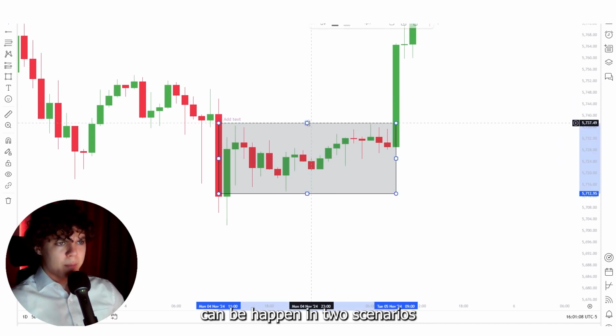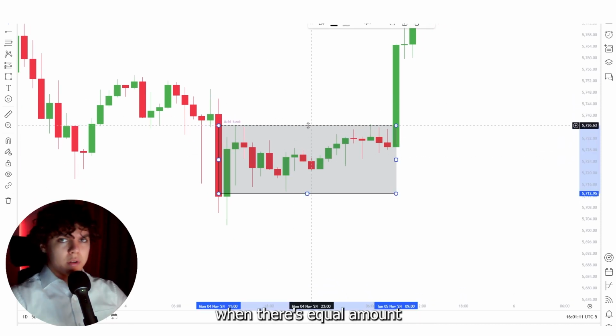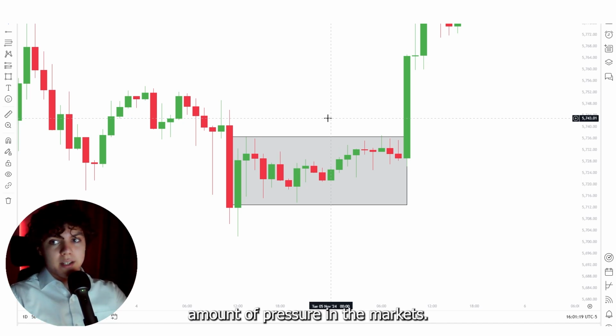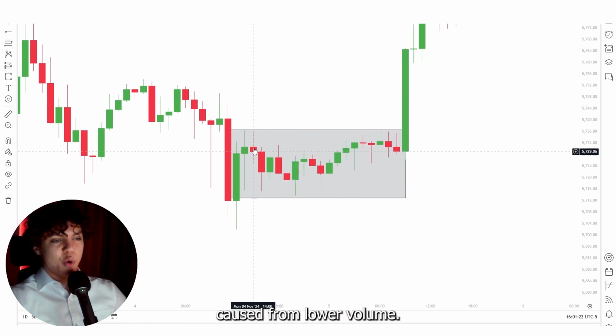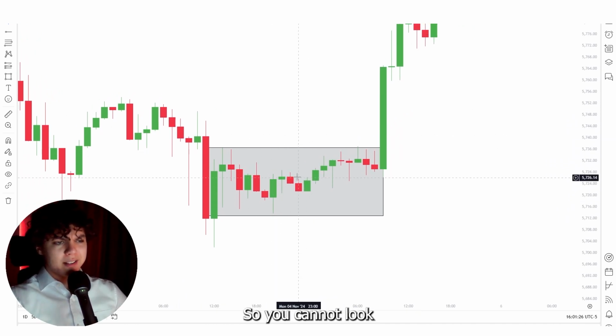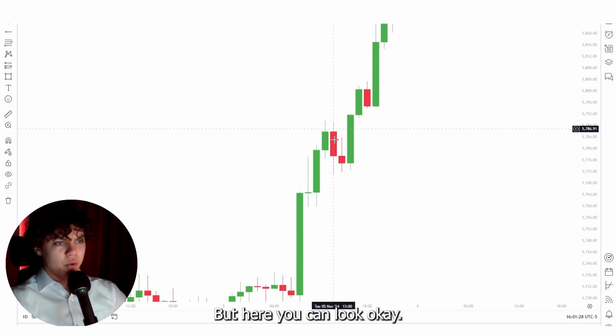And consolidation can happen in 2 scenarios: when there's an equal amount of buyers and sellers, which pushes the price up and down, which means the price cannot move anywhere because there's equal pressure in the markets. And obviously it can be caused by lower volume. Nobody wants to enter the markets. That means the price won't move. So you cannot look for buys or sells in here, but here you can look, okay?